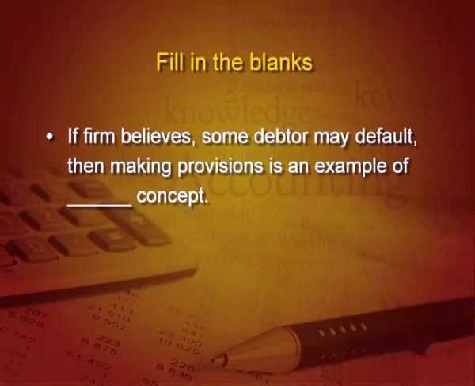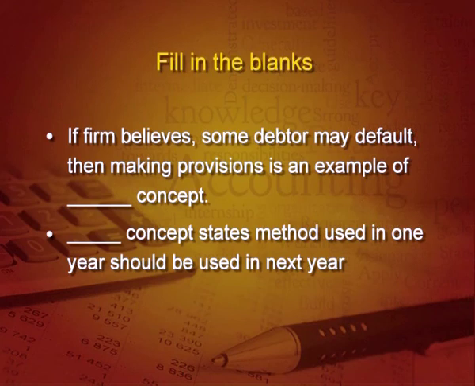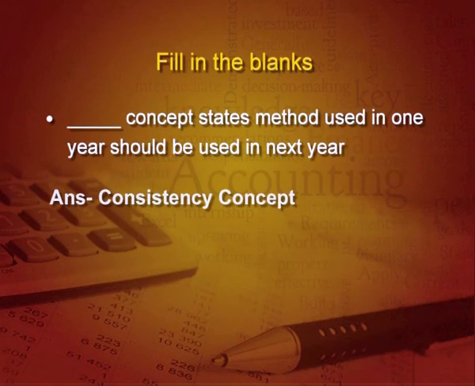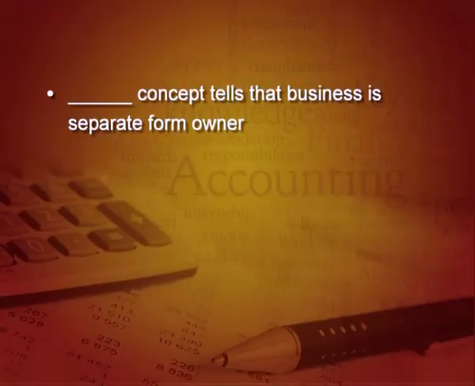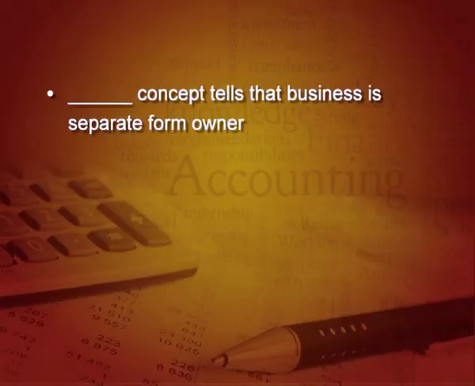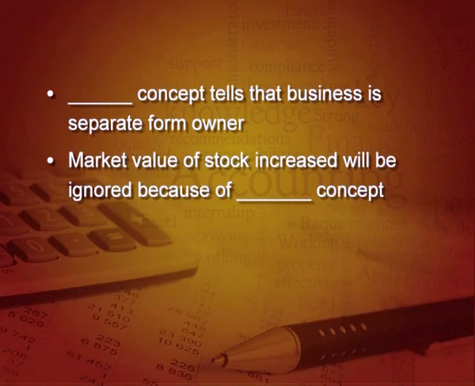See the next point. Which concept states that the method used in one year should be used in the next year? Oh yes, it is consistency. Now, this was simple. Let us do some more. Which concept tells that business is separate from its owner? Right, it is the separate entity concept, or you can say business entity concept. Next, market value of stock increased, but it is ignored because of which concept?